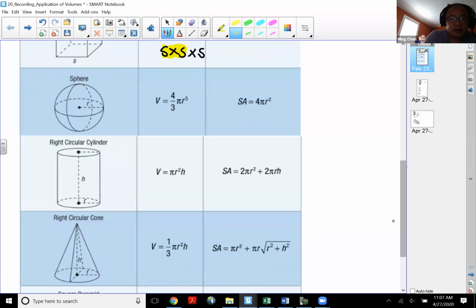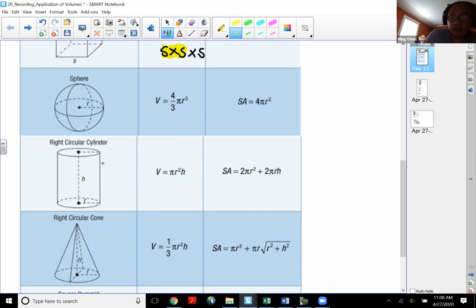All right. Sphere, perfectly rounded ball. It's actually going to have a four-thirds in front of it times the radius to the third power. Again, three-dimensional, there's got to be three things being multiplied. We actually multiply three different radii.